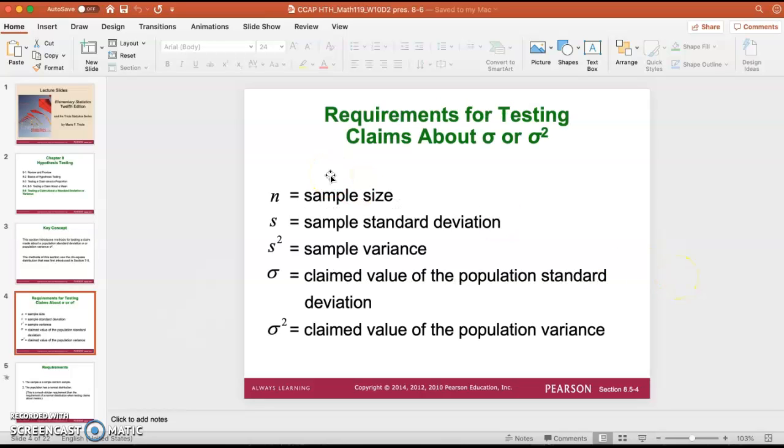Just reminders for some of the notation that will be used in these hypothesis tests. Again, n stands for the sample size, a lowercase s will stand for the sample standard deviation, and that s squared is what will stand for the sample variance. The Greek letter sigma will stand for the claimed value of the population standard deviation. That's again the claimed value, so that's what we'll be testing. And sigma squared will be the claimed value of the population variance.